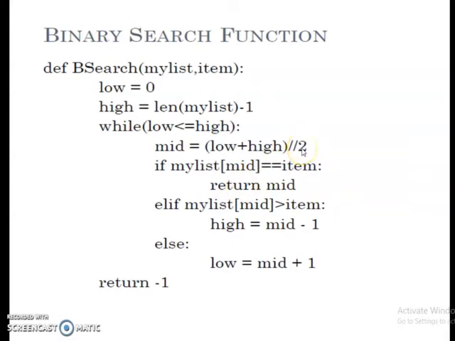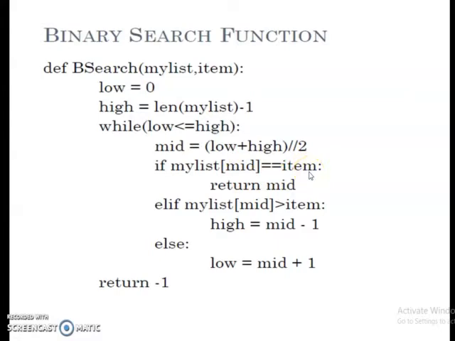Otherwise we can use normal division. Okay, so to get the middle element it's better to use floor division, otherwise the fraction part will come along with the integer part. So if my list of mid is equivalent to item, so now we get the middle element, then my list of mid, that element will be compared with the searching element.